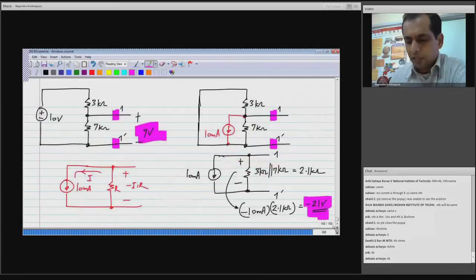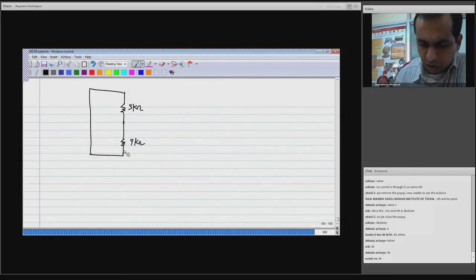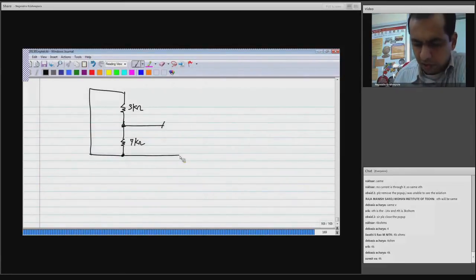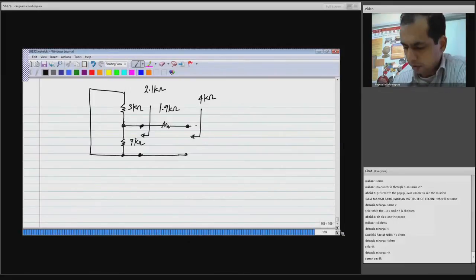So again, this is simple, because we have the 3 kilo ohm and 7 kilo ohm in series, and this 1.9 kilo ohm like that. So we know that looking here between these terminals, we had 2.1 kilo ohms. And this 1.9 kilo ohm is simply in series with that. So looking this way, it is 4 kilo ohm. That is 2.1 plus 1.9. Okay.